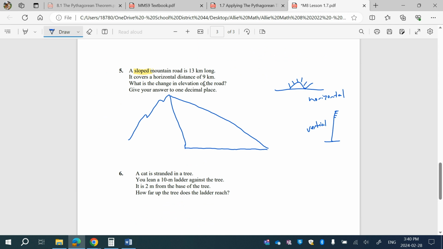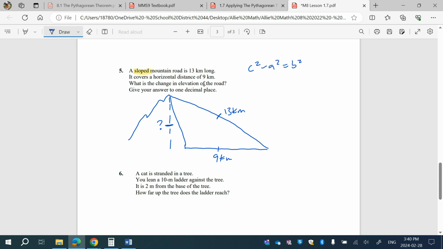But it covers a horizontal distance of 9 kilometers, and we want to know what is the elevation change in the road. So we are looking at this one right here. This is our question mark. How high, what's the elevation change? And we know this to be 13 kilometers. So we're solving for a leg. I find it helps to draw it, figure out if you're solving for a hypotenuse or a leg. So we're going to be using c squared minus a squared equals b squared.